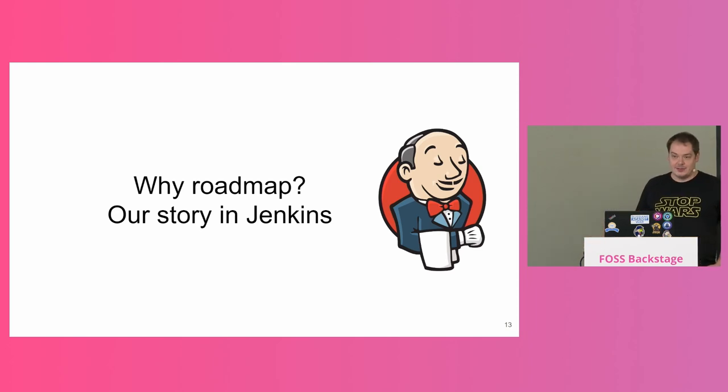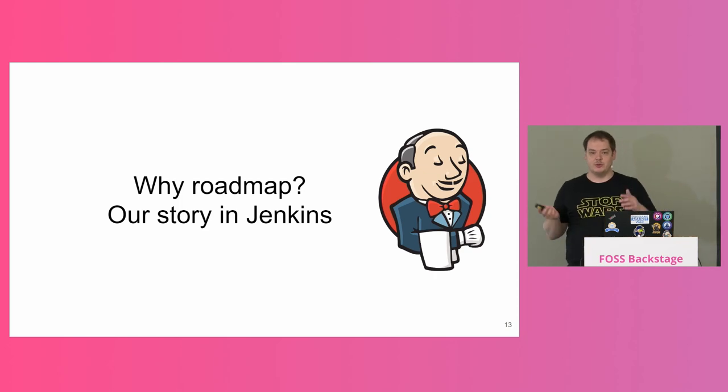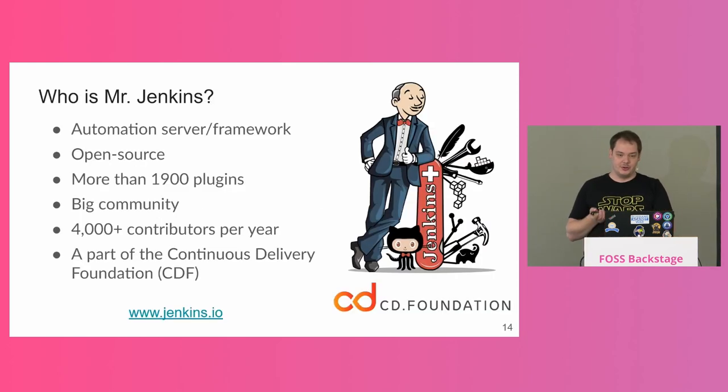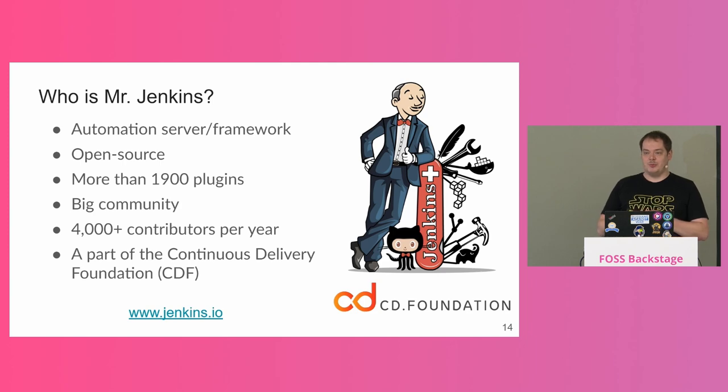As I said, in Jenkins we introduced our public roadmap, and one of the goals was to maintain and grow the open source community. I guess everyone knows Jenkins. It's an open source automation framework, which has been super popular for CI/CD. Even in 2023, it dominates the market. It has more than 50% of the market in this area. Why it happened, we will talk about later.